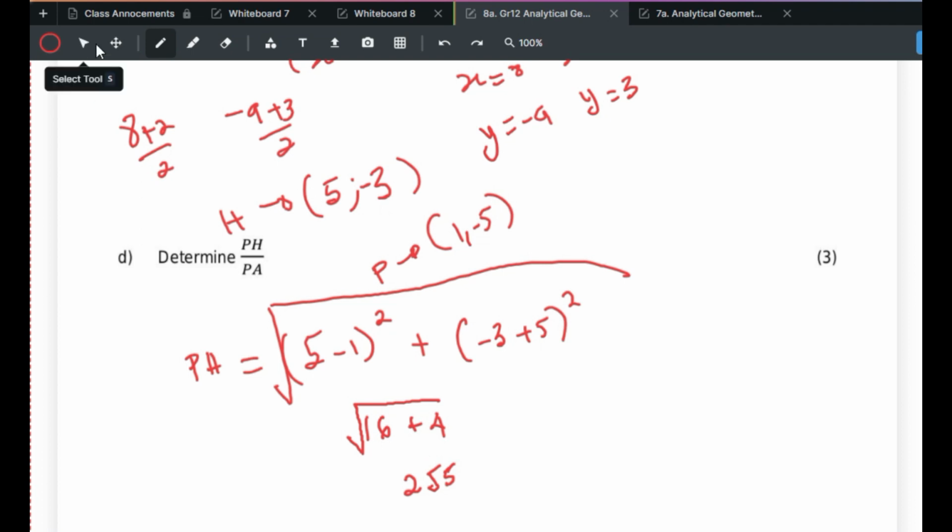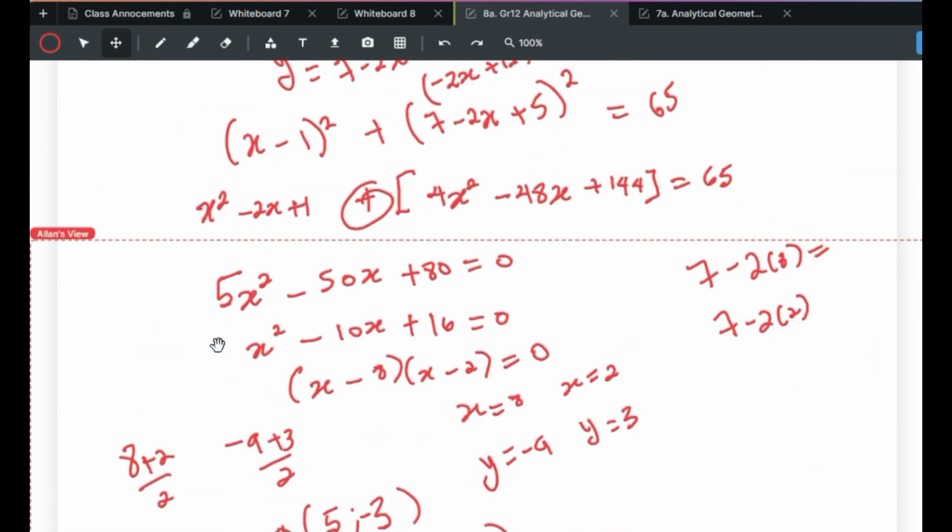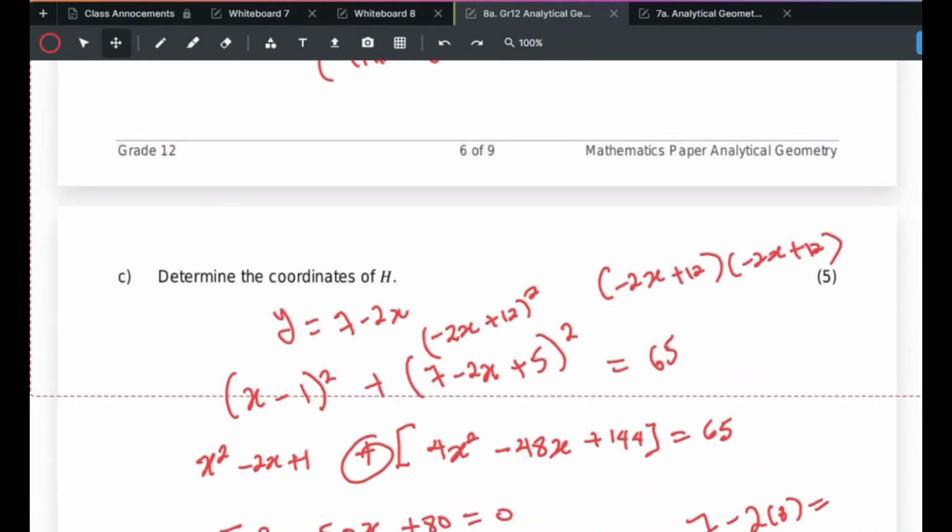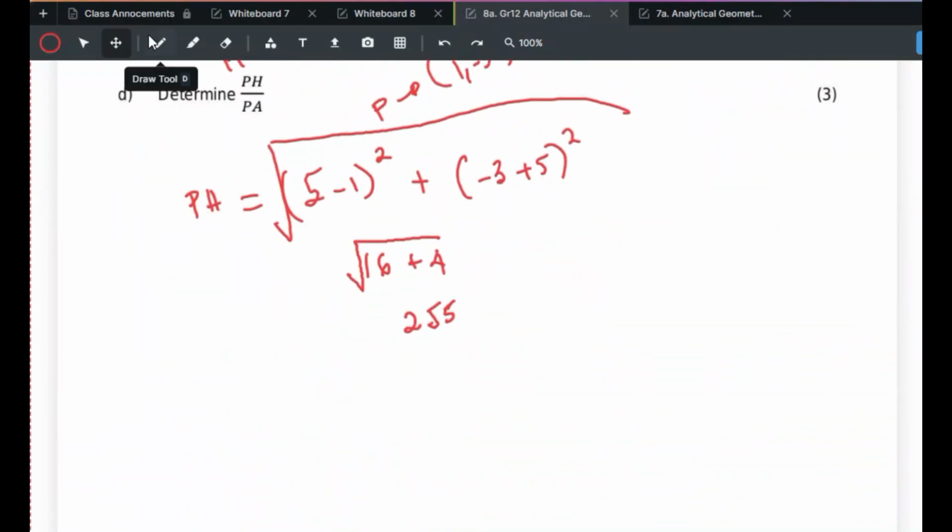Now, for the other one, we already calculated this, right? I think it was 65. So what is the square root of 65? Root 65. So this is like 2 root 5 over root 65. This looks weird. Oh, wait, 13 over 13.